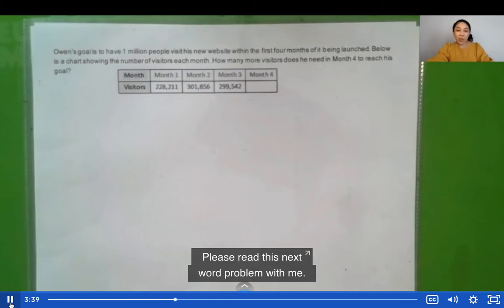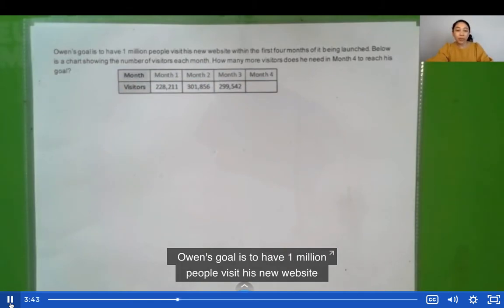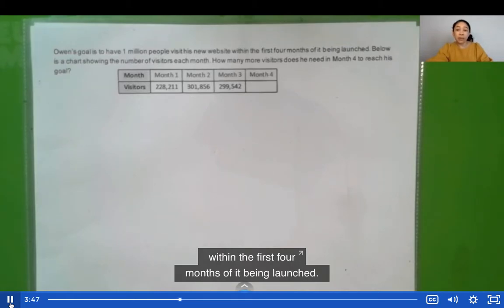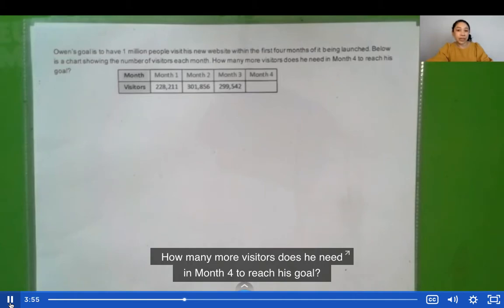Please read this next word problem with me. Owen's goal is to have 1 million people visit his new website within the first 4 months of it being launched. Below is a chart showing the number of visitors each month. How many more visitors does he need in month 4 to reach his goal?